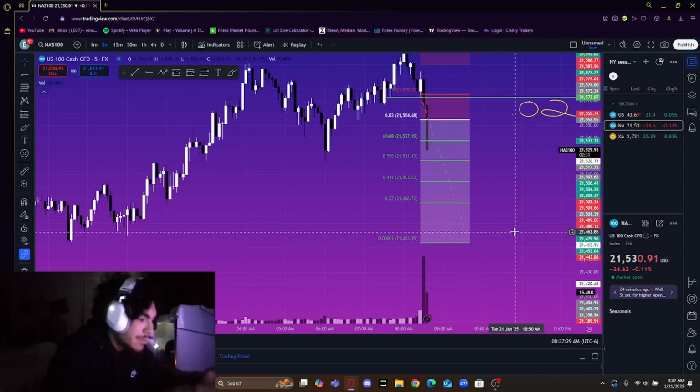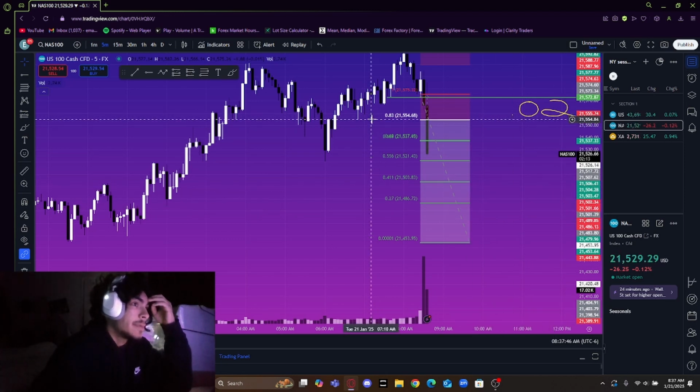Okay, we hit TP1. So what I'm gonna do here is put stops to break even, so that way I'm in this trade risk free, and it kind of eases my mind. So I don't gotta stress.